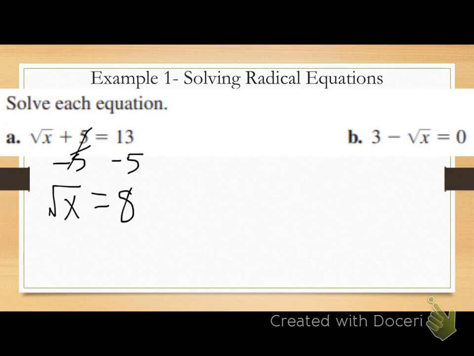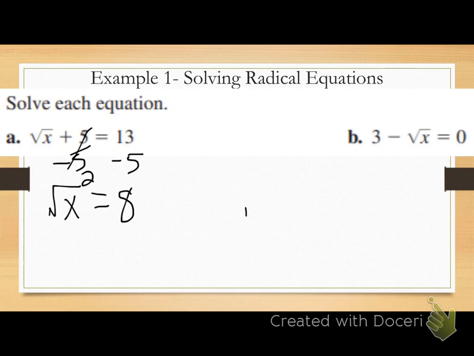Is the square root now isolated by itself on one side of the equation? Yes, it is. Nothing else is being added to it, subtracted from it, multiplied by it, or divided by it, is it? Now I need to get the x by itself. I need to get rid of that radical. You guys remember how I said we could get rid of the radical? I can square it. If I square a radical, it eliminates the radical.